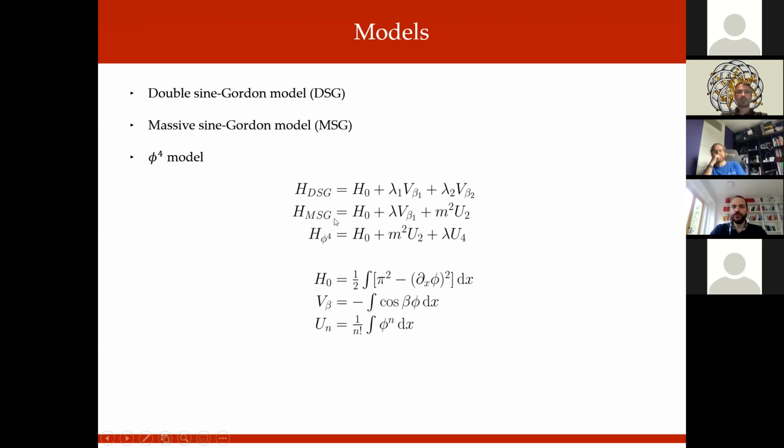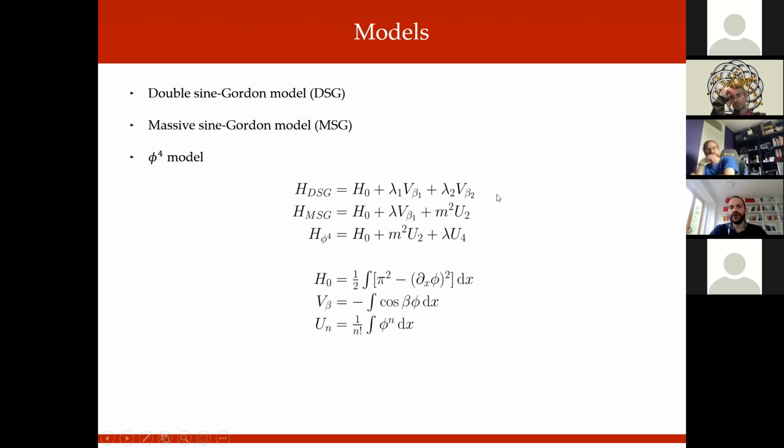The massive sine-Gordon model is described by a Hamiltonian where the first perturbation is of the cosine type, and the second perturbation is of a quadratic type. This is called the mass term in field theory, where this is not an interacting term, but just a phi squared term. And lastly, the phi-fourth model is described by a mass term and an interacting term of the form phi to the fourth. So whenever we have a polynomial of order higher than 2, this describes an interaction.